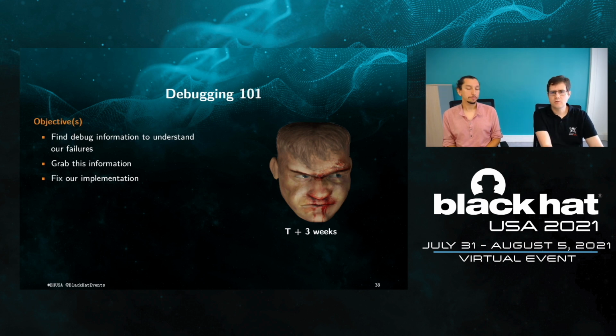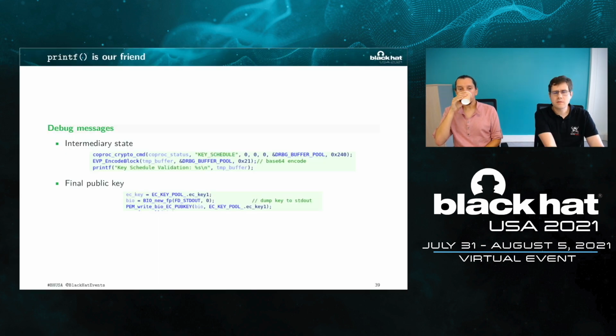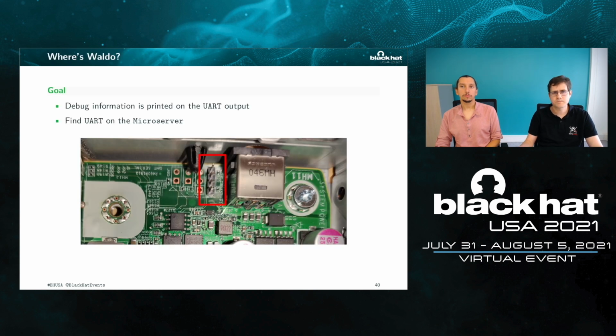So now what we wanted to do was to find some debug information to understand where we failed in our implementation. While debugging the key manager task, we saw that there were some debug messages present. For example, there's an intermediary state in an early stage of the key derivation, which is output on the standard output after being base64 encoded. And also the final computed public key is displayed on the standard output. So we know that the standard output is in fact printed on the UART output of the server.